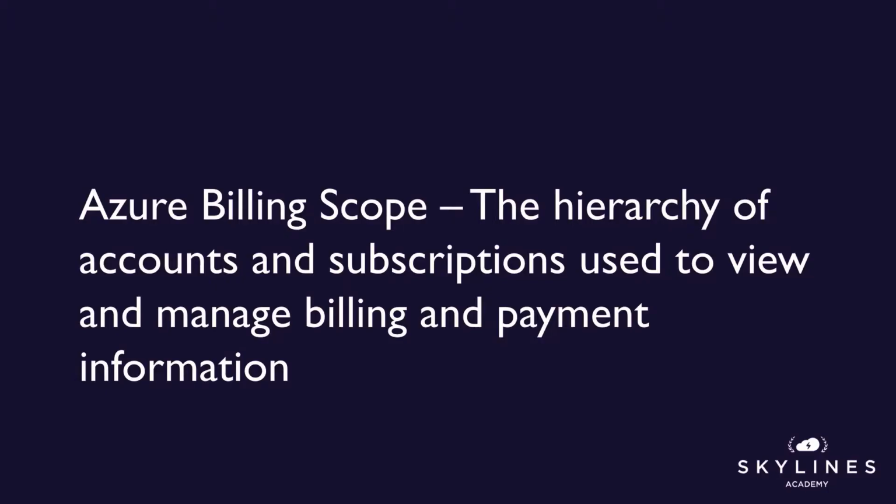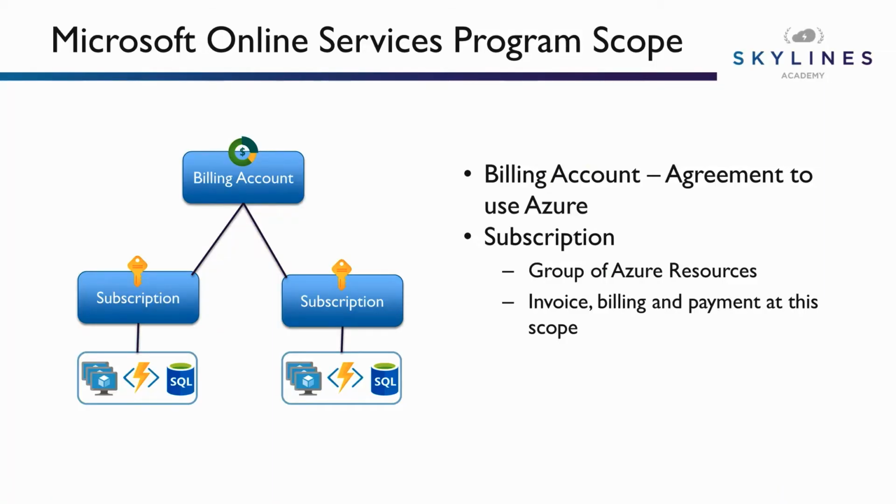To understand billing, we need to discuss billing scope. Azure is set up in a hierarchy. The specific details of how bills are generated and costs are viewed depend on the type of account in use. For example, with a Microsoft Online Service Program, the billing account is the agreement between the customer and Microsoft to use and pay for services. The subscription is a group of resources that accumulate charges. Invoices, payments, and cost data accumulate at the subscription level.